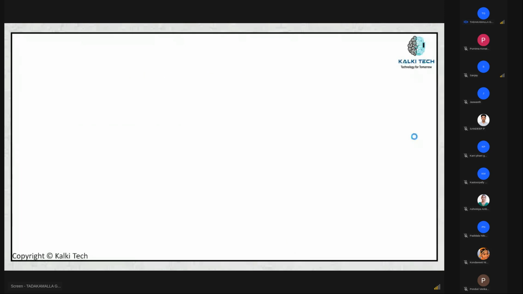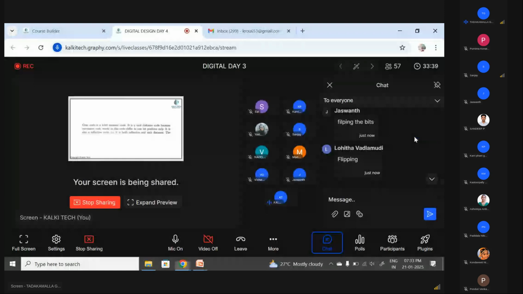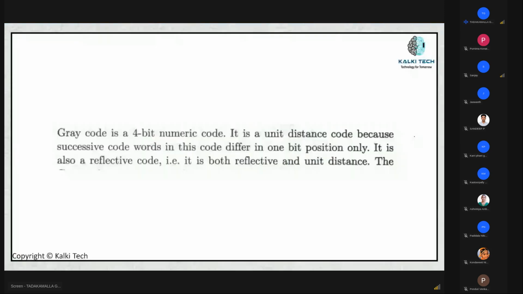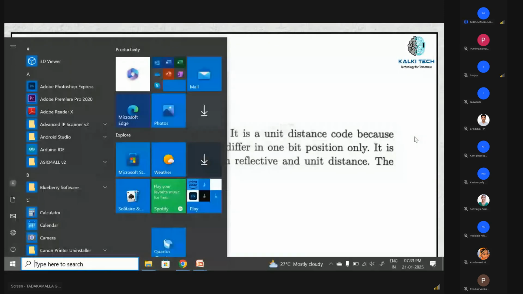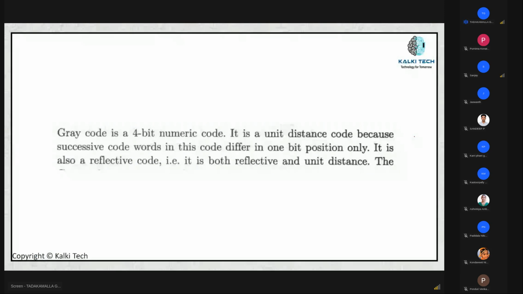Now, coming to this particular gray code, which is mostly used for encoding purposes when we are sending the data in our channel. So particularly this gray code is a 4-bit numeric code. It is a unit distance code because successive code words in this code differ in 1 bit position only, and it is also a reflective code, that is both reflective and unit distance.